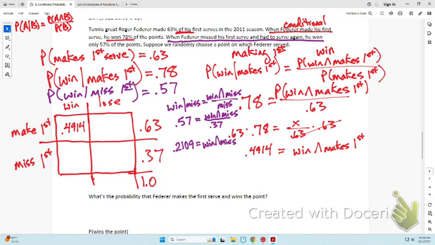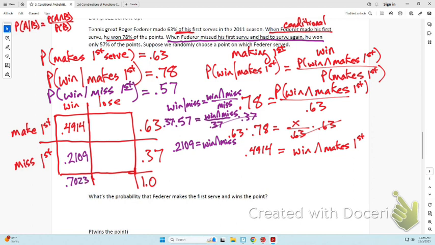So if you missed that, I went 0.37 times 30. 0.37 times 57. And that gave me 2109, which goes right here. All right, then you can fill in the rest of the table. It's not that bad. Those two add up to 7023.